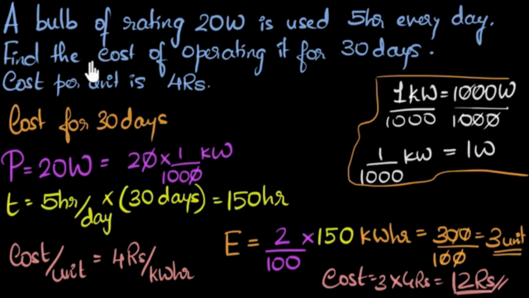So whenever we are asked to find the cost of operation, and we are given the cost per unit, remember that the word unit always means kilowatt hours. So this gives us a clue that we need to first find the energy consumed in kilowatt hours. To do that, we have to make sure our power is always in kilowatts and the time is always in hours. We multiply them, we'll get the energy in kilowatt hours. Once we do that, we are pretty much done. Then all we have to do is find the cost for so many kilowatt hours.